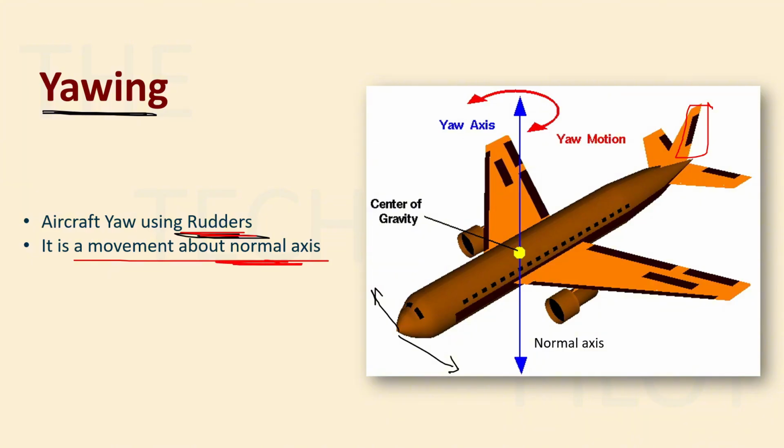All right. This is very simple. You can imagine this particular normal axis, right? And again, you're holding one end from here and you're rotating it like this. What you'll see is that the aircraft is yawing to the left and right. All right. So yawing with a rudder and is a movement about normal axis. Again, important.